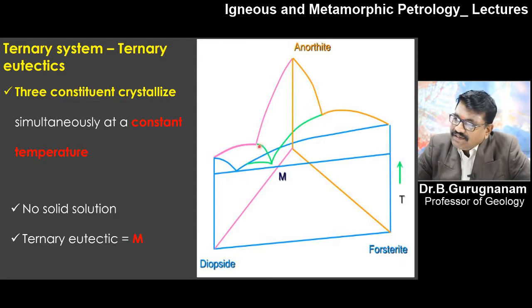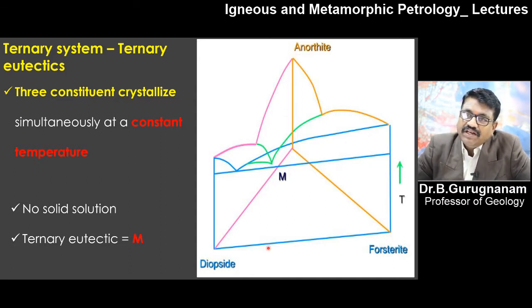And this is a binary eutectic point of anorthite and diopside. That's what I call the ternary eutectic. It means from this composition, and from this composition, at this point that you see, it is a dip. From this phase it goes, from this phase it goes, from this phase it goes, and at a particular point, 1234 degree temperature, three minerals will form together. So that is called ternary eutectic.